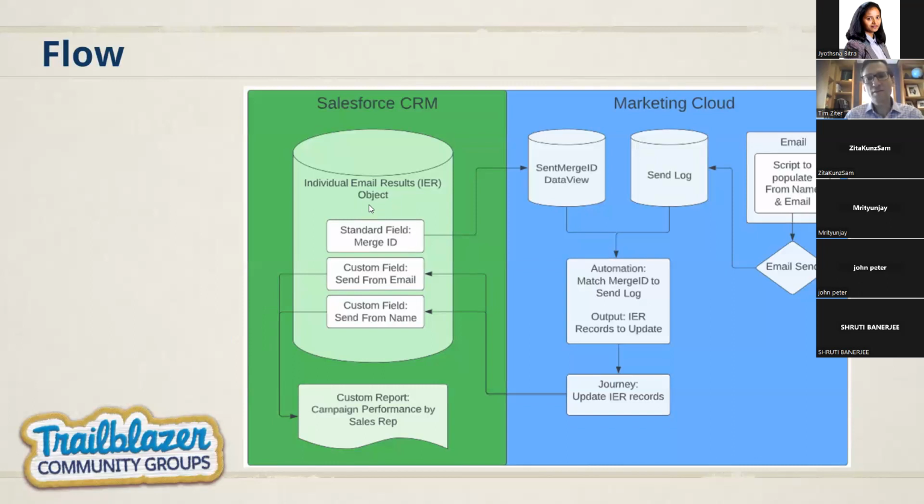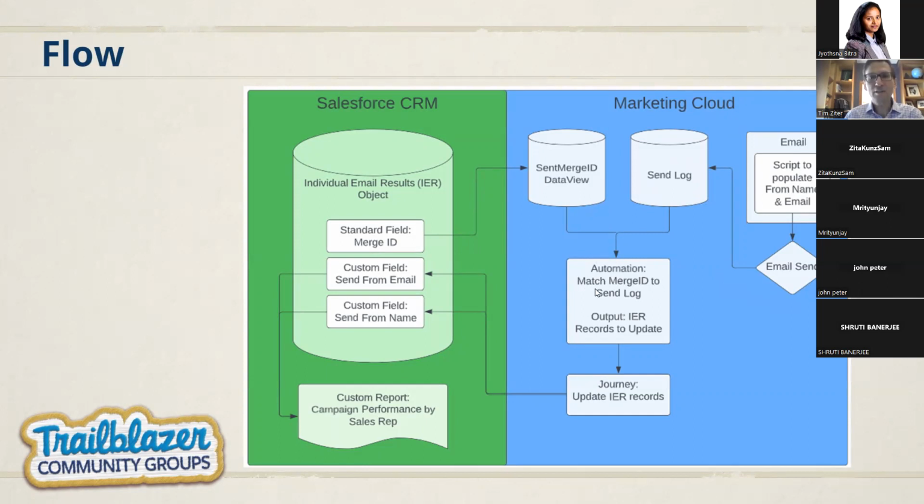Another field in the individual email result object is this merge ID. So this is a very important field that connects the individual email result object in the CRM environment with the Marketing Cloud environment through this data view, which we'll be going through in a little bit. The majority of the build today is going to be around this section where we're going to be creating a custom script in the email itself that upon send, it's going to populate custom information into this send log.